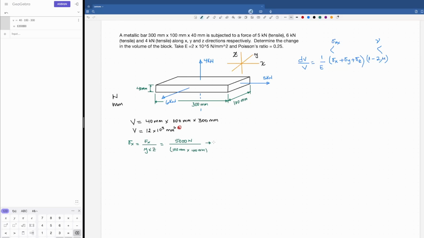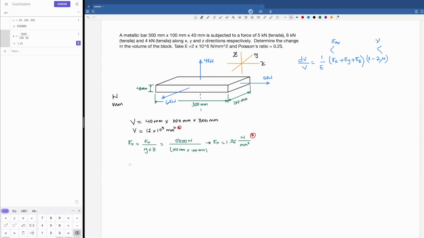Then this stress is going to be how much? Let's go to the calculator. This problem is pretty trivial, so it's going to be 5,000 divided by 100 times 40. And that is 5 quarters, and that's 1.25, here, 1.25 newtons per square millimeter. And this is another result I'm going to use.